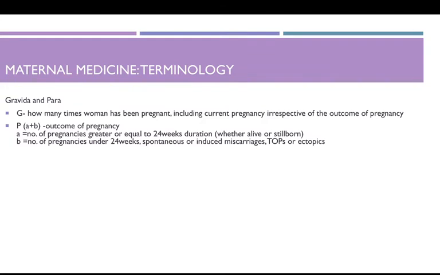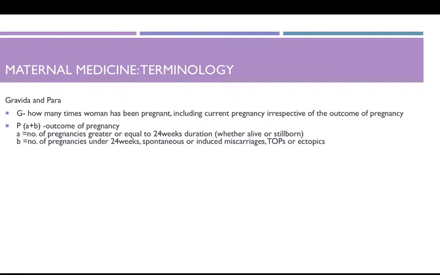And so the para is the outcome of pregnancy, the first number being the number of pregnancies greater or equal to 24 weeks duration, whether the pregnancy resulted in a live birth or a stillborn. And the second number is the number of pregnancies under 24 weeks. So any pregnancies that ended in a spontaneous or induced miscarriage, any terminations of pregnancies, or any ectopics. So by these definitions, para can never be greater than gravida. And when a woman is pregnant, her gravida will always be one more than the para number.